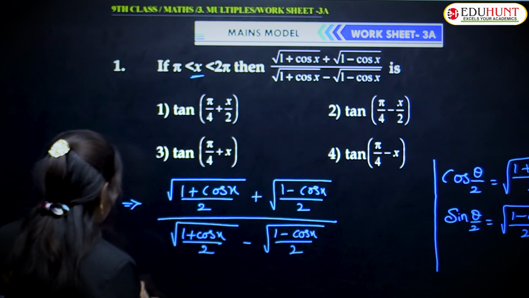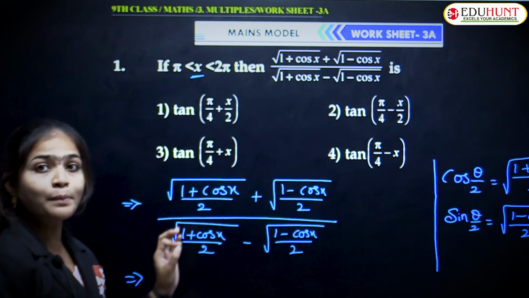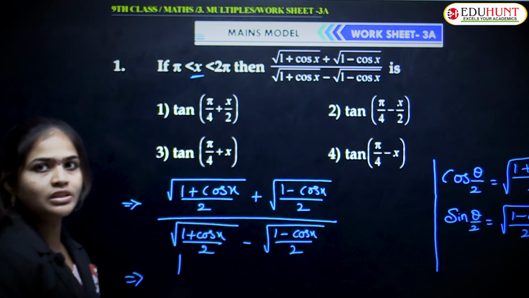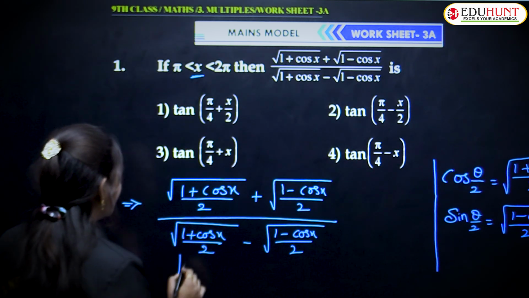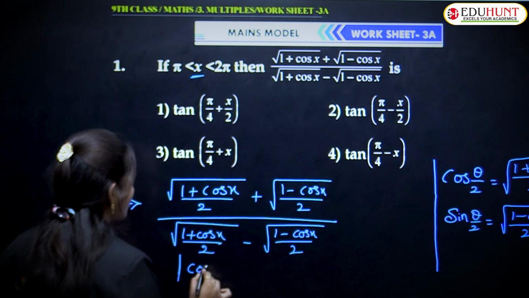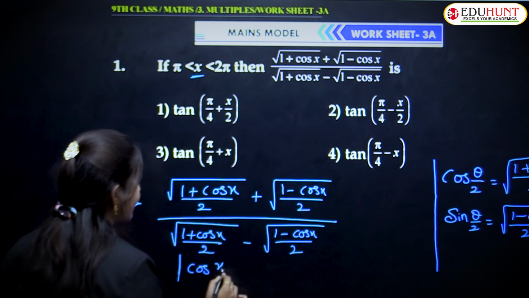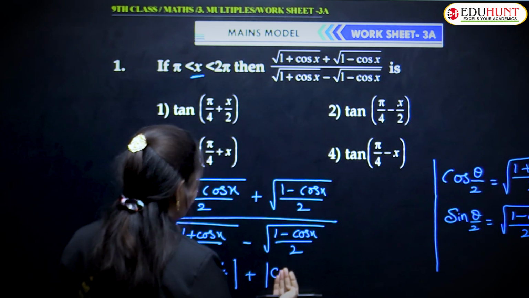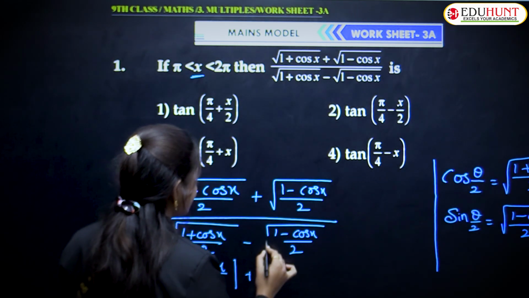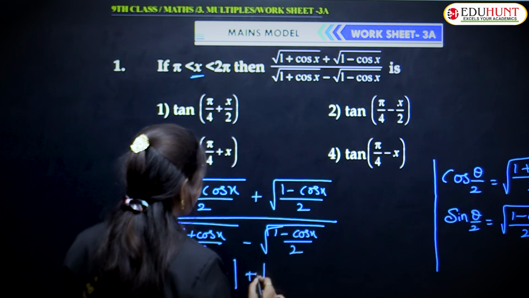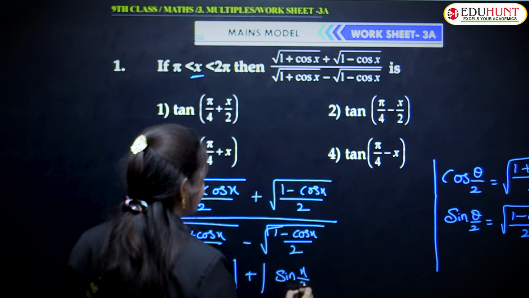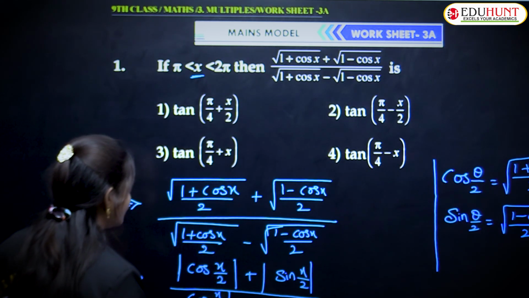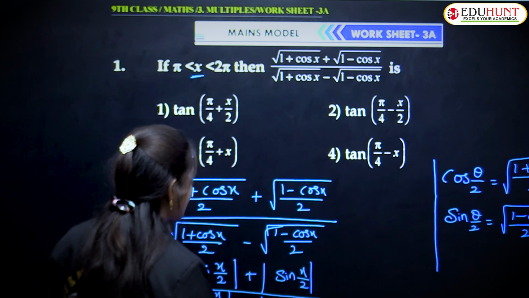Now this is the formula of cos theta by 2, but positive or negative, how do we know that? We don't know. So that's why take the modulus. If you apply the modulus, it covers either positive or negative. So modulus cos of, in place of theta we have x, so modulus cos of x by 2 plus modulus sin of x by 2, whole by modulus cos x by 2 minus modulus sin x by 2.